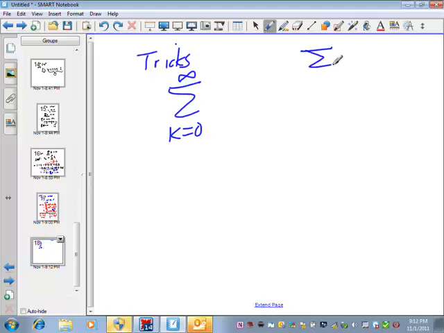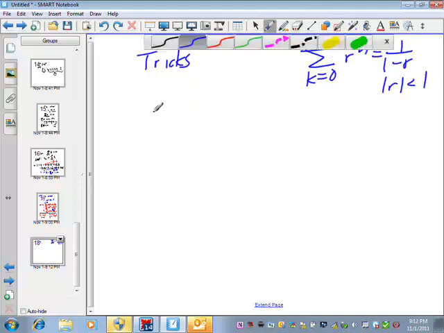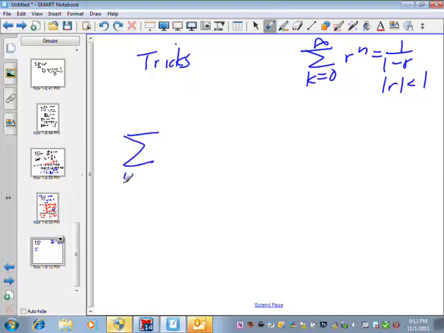Now remember, we know the sum, k equals 0 to infinity, of r to the n is 1 over 1 minus r, as long as the absolute value of r is less than 1. If I give you something that looks slightly different, you just need to transform it. Here are the following tricks. The sum, k equals 0 to infinity, of, say, minus 3/4 to the n plus 2. All of a sudden the power is not n. We're just going to take control of the problem, make it n, and pay for it later.